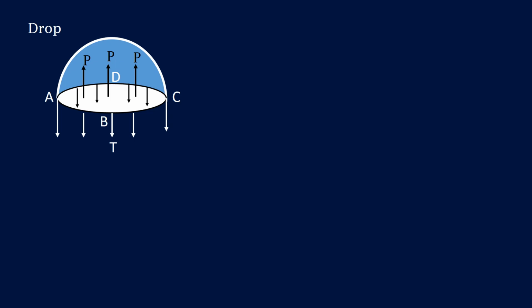If T is the surface tension of the liquid, the force due to surface tension acting downwards along the circumference of the circle ABCD is T into 2 pi r. At equilibrium, P pi r squared equals T into 2 pi r. Therefore, P equals 2T upon R.